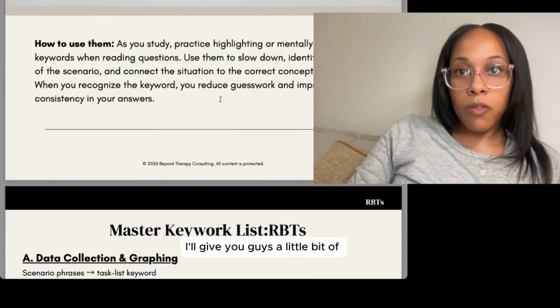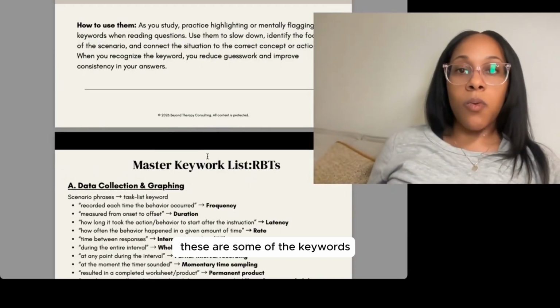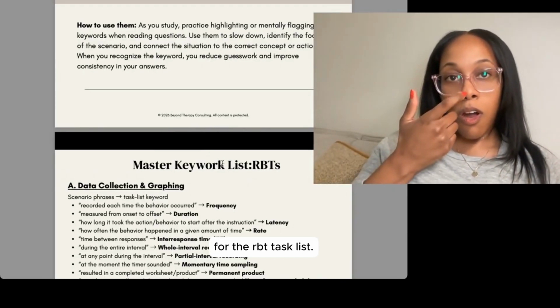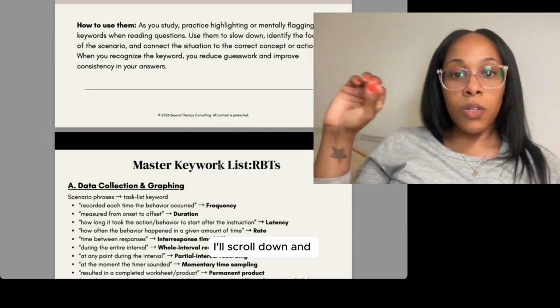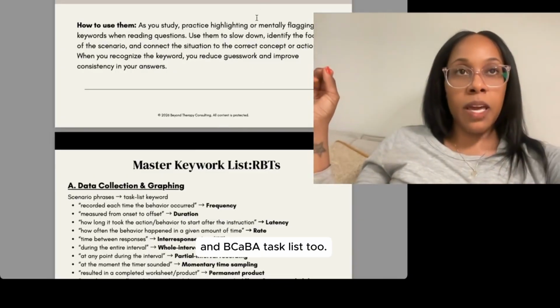I'll give you guys a little bit of a preview here. These are some of the keywords that I put together for the RBT task list. And then I'll scroll down and show you a little bit of the BCBA and BCABA task list too.